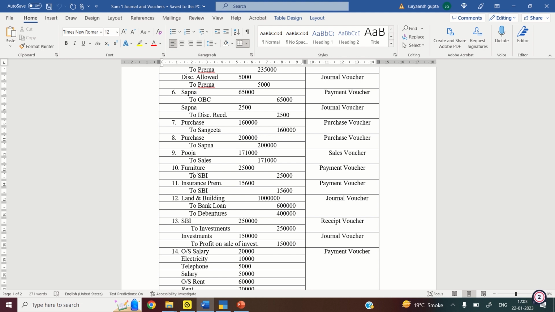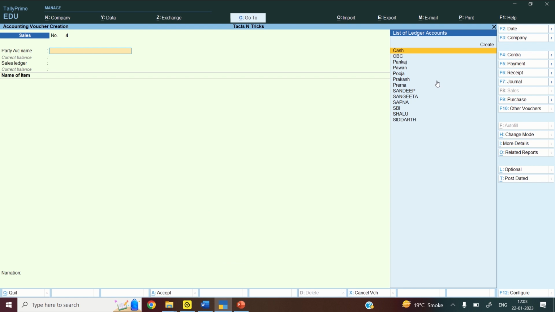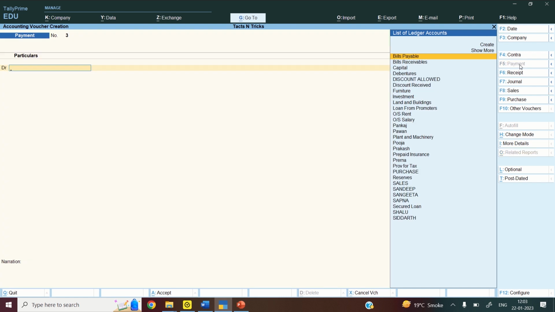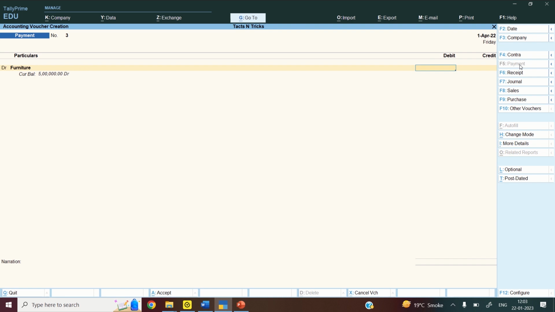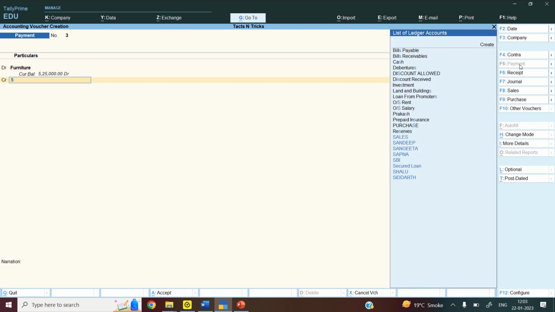And similarly for 11th, insurance premium is paid. As it is bank on the credit side, we will go to the payment voucher. So I will go to Teleprime, okay, and we will go to the payment voucher. So furniture you have purchased of 25,000 rupees. So it will be 25,000 via SBI.